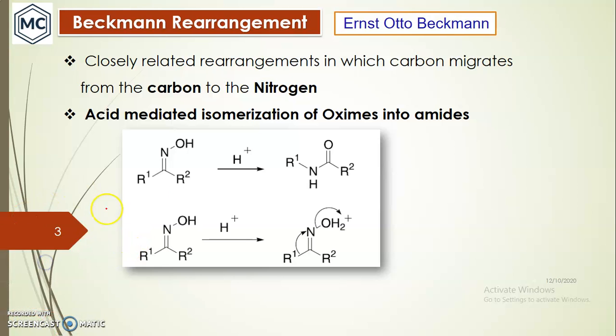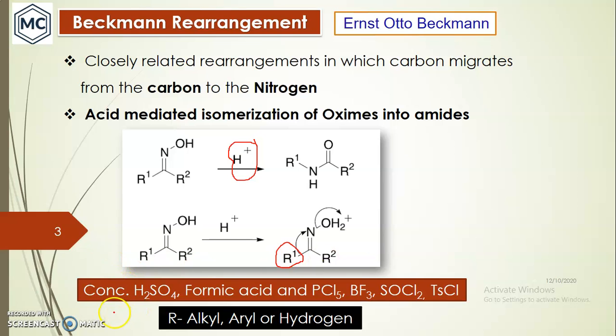You can see that this oxime, and R1 and R2 are bonded to a carbon double bond N OH, and in the presence of acid it gives amide. And you can see that here in the presence of acid, there is a rearrangement like this, a migration of one of its alkyl groups to the nitrogen takes place, and this hydroxyl group leaves as a hydronium ion, and an amide, the final product, is obtained.